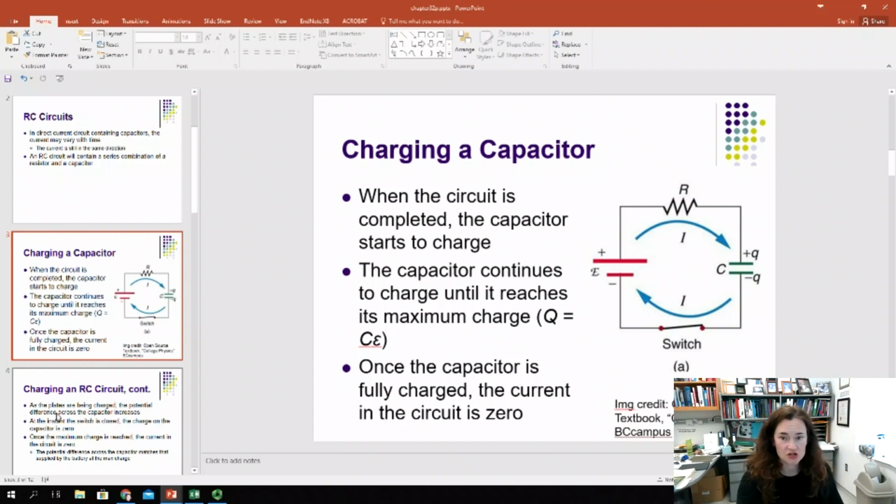The maximum charge that the capacitor can hold is given by the equation for capacitance, right? So we still have that C, the capacitance, is equal to the charge divided by the voltage difference between the plates. But now for the max charge, you're going to rearrange that equation, and you get that Q is equal to C times the EMF of the battery that it's hooked up to. Okay? So once the capacitor is fully charged, the current in the circuit will go to 0. Okay? Current will no longer flow.